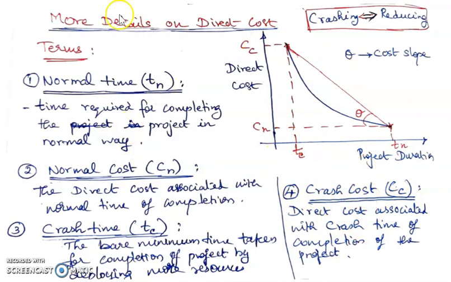So these four are important details with respect to direct cost calculation. Now look at this angle. I can approximate this curve to be a straight line by joining these two points. If I take the slope of this line, it is called the cost slope. Cost slope is an important parameter which will be used in the calculation of direct cost values. It is given by the expression delta C by delta T, that is, change in cost by change in time.